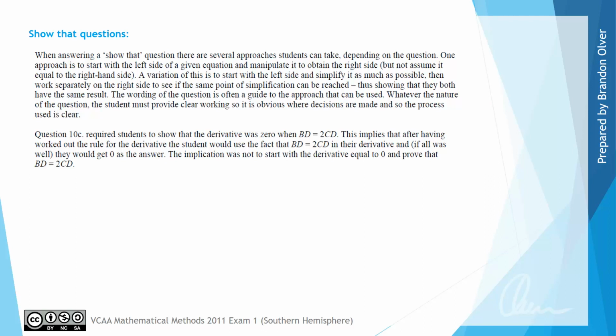The report states that when answering a show that question, there are several approaches that students can take depending on the question. One approach is to start with the left side of the given equation and manipulate it to obtain the right side, and not assume that it is equal right at the start of the question. A variation of this is to start with the left side and simplify it as much as possible, and then work separately on the right side to see if the same point of simplification can be reached, thus showing that they are both the same result.